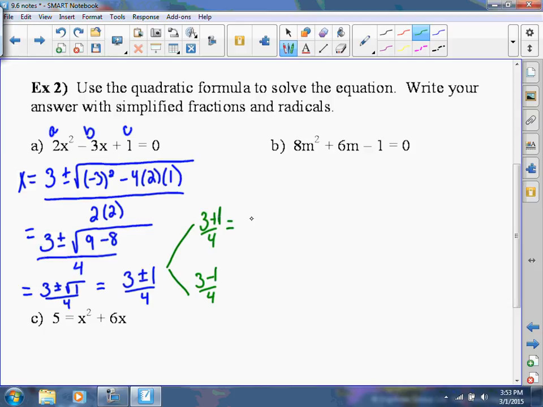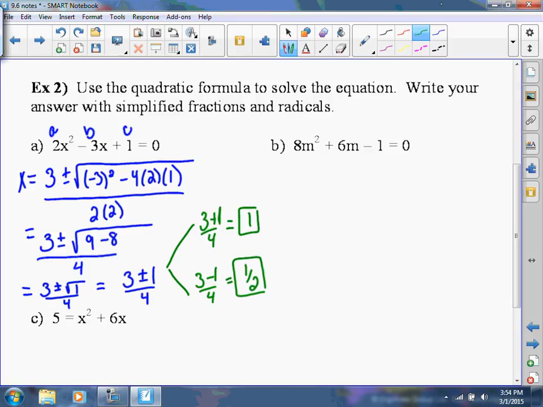So 3 plus 1 is 4, divided by 4 is 1. So there's one of my answers. 3 minus 1 is 2, and 2 over 4 is 1/2. So you can get fractions for answers now. A lot better to get fractions here with the formula than on a graph. Fractions are just more difficult to deal with on a graph. But if you do get a fraction for an answer, that's okay. If you get two whole numbers, that's totally fine.